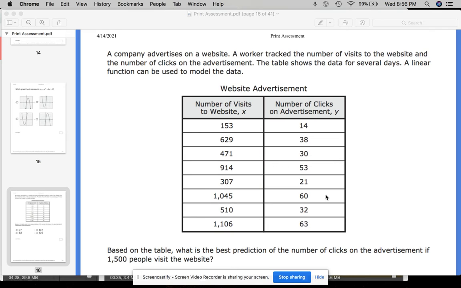Website advertisement. Number of visits to website, x: 153, 629, 471, 914, 307, 1045, 510, 1106. Number of clicks on advertisement, y: 14, 38, 30, 53, 21, 60, 32, 63.